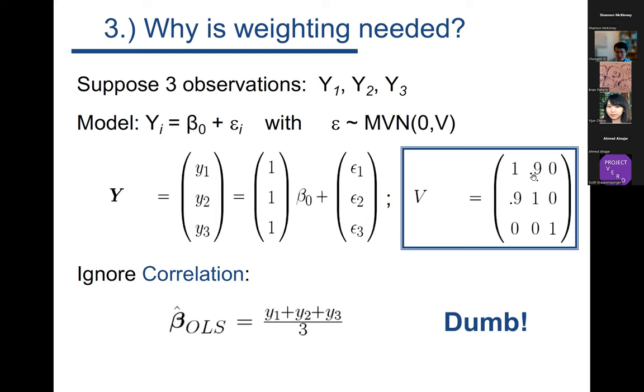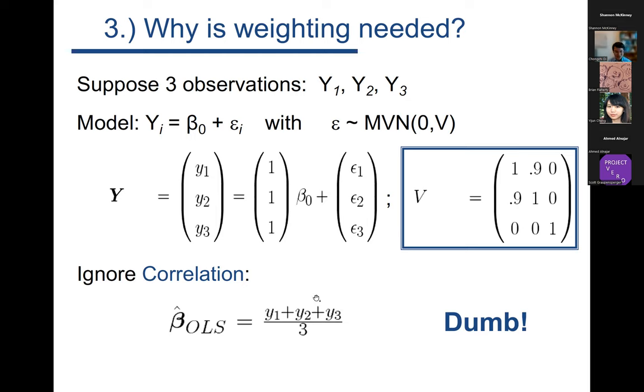But when you look at the correlation between them, the correlation between Y1 and Y2 is 0.9, but Y3 is not correlated with either Y1 or Y2. So this is possibly from longitudinal data where very likely Y1 and Y2 are from the same subject, so they have a correlation of 0.9 between them. Y3 is a separate subject, so it's independent of Y1 and Y2. Now if you were to ignore the correlation, you would go back to your least squares estimator, or your simple average of the three of them.